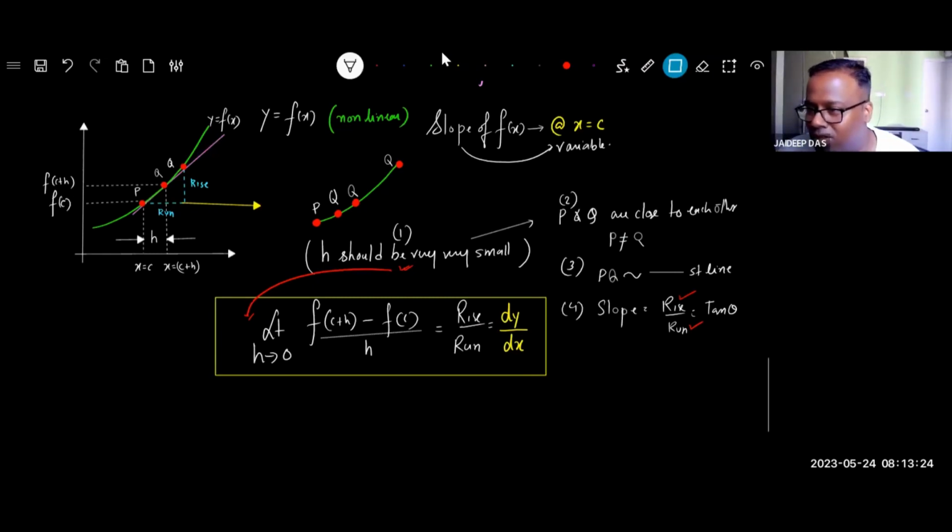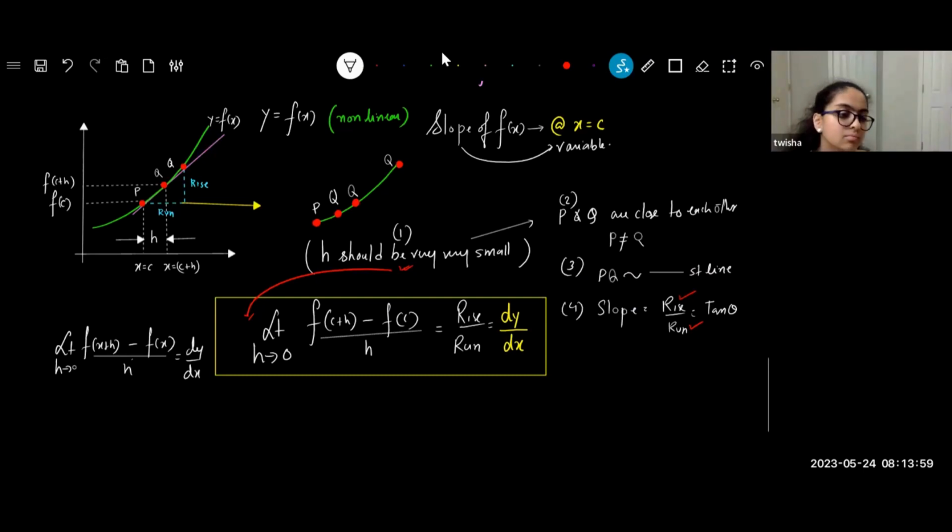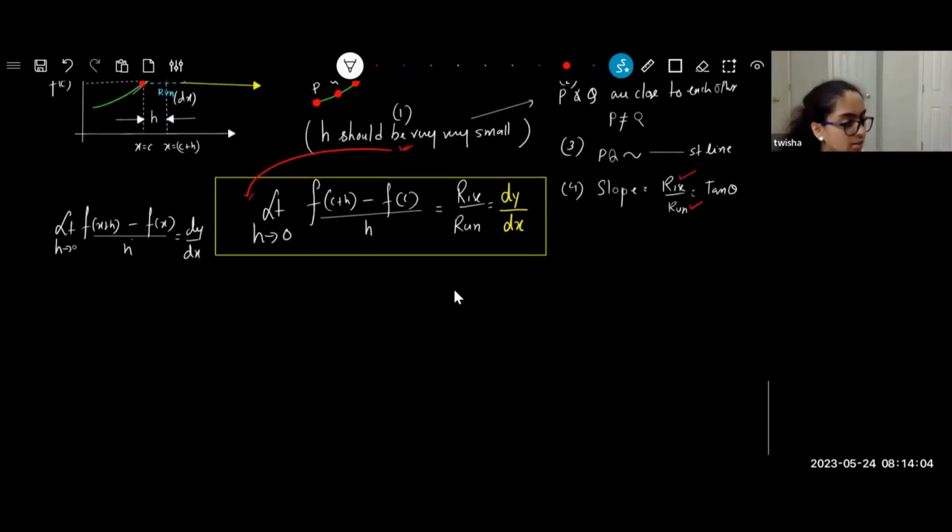So what if I would have calculated without the limit, f of c plus h and then f of... now I'm removing the word c and I'm going generic with a function. Then I would write it like this: limit of h tends to 0, f of x plus h minus f of x divided by h, which gives me dy by dx, where this is dy and this is dx. Agreed? This is dy by dx.